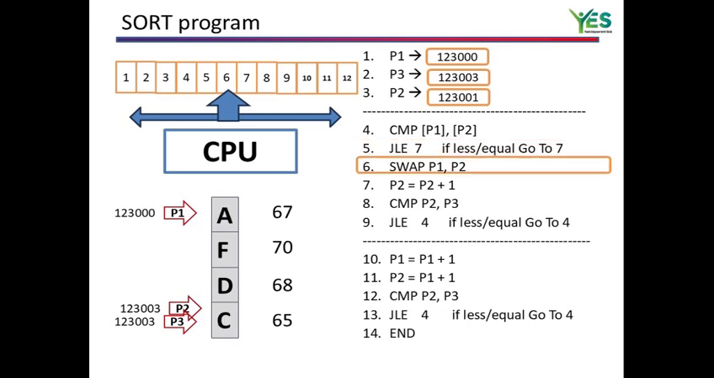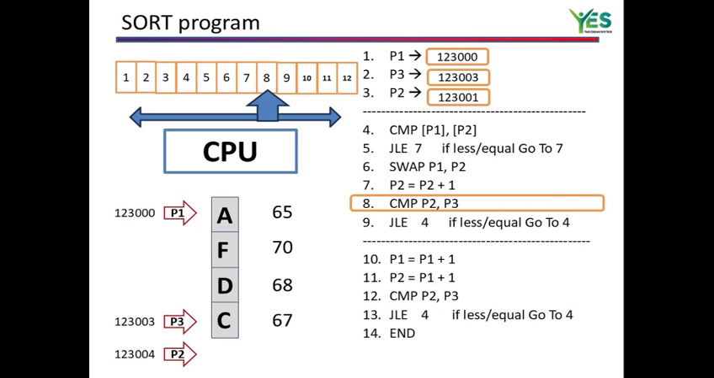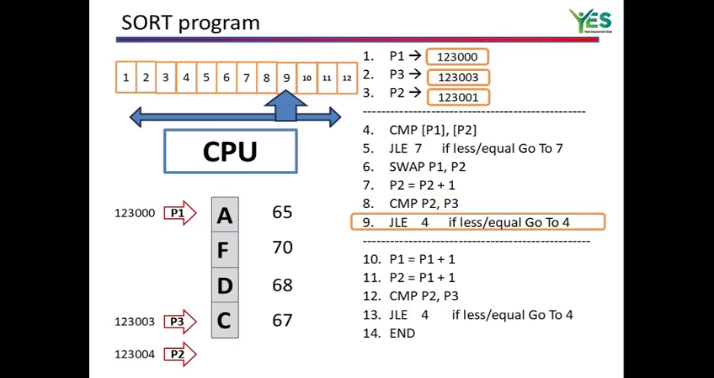Swap the character A for the C. P2 points to the next character and goes out, beyond the character C. Compare P2 to P3, by means compare 123,004 with... Skip if 123,004 is less than 123,003. False, then move on to the next.